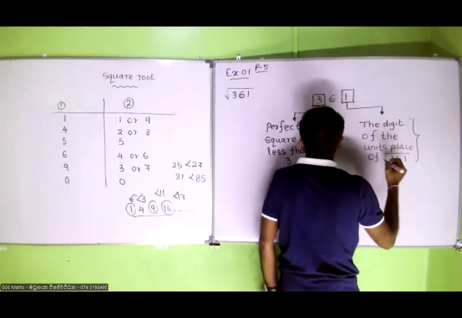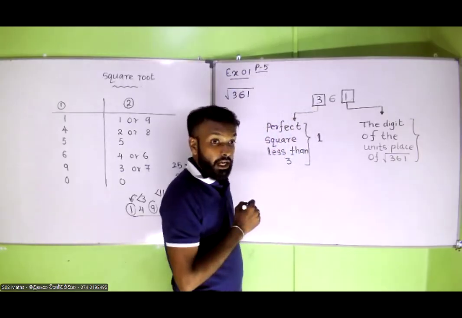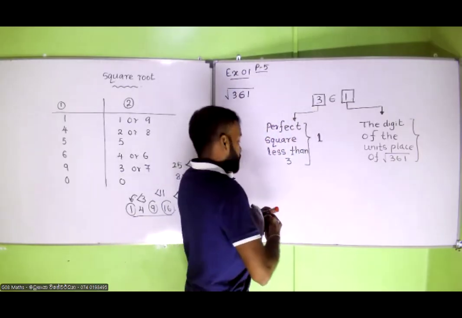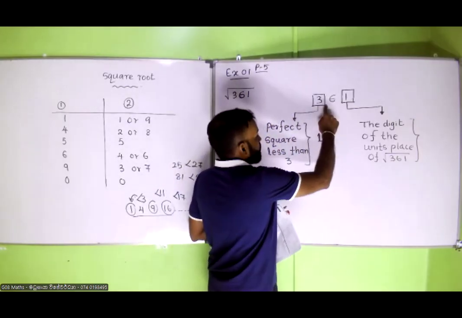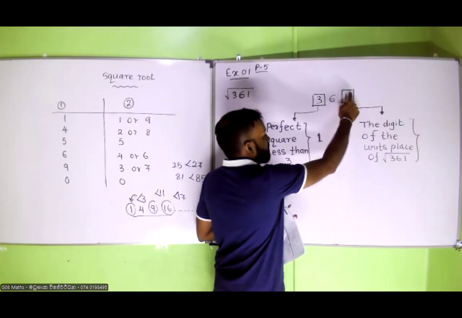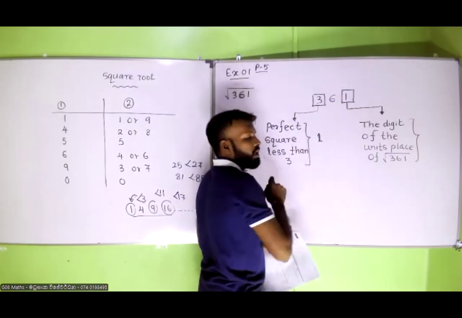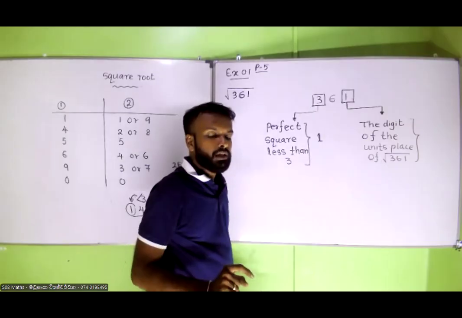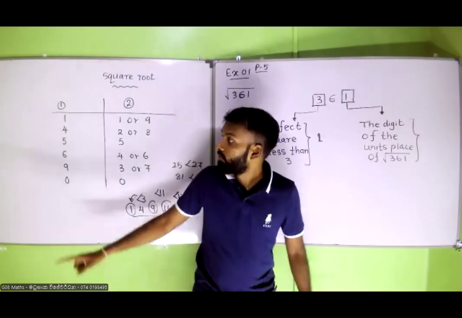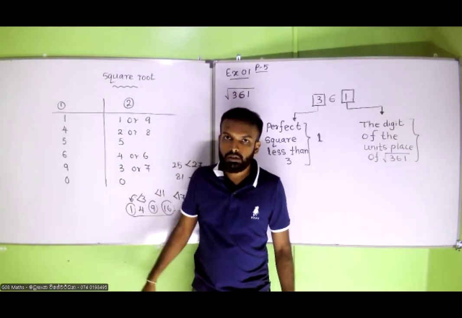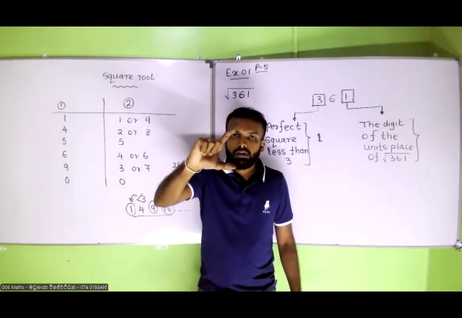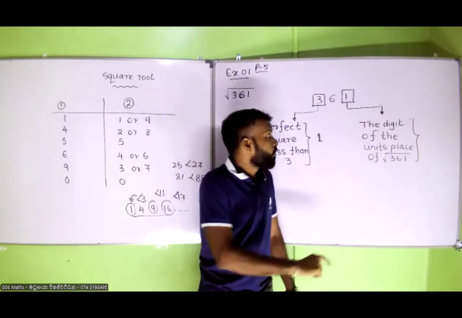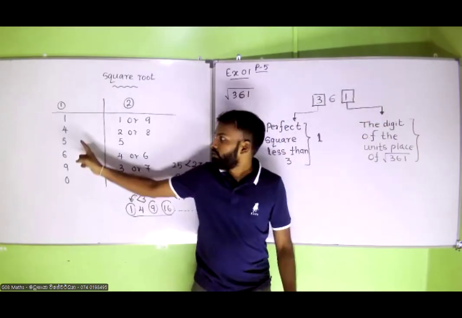So how are we going to observe that? Right, 361, the last number is 1. We are going to obtain the value by looking at the table, right? We are going to obtain the related value for this 1 by looking at the table.